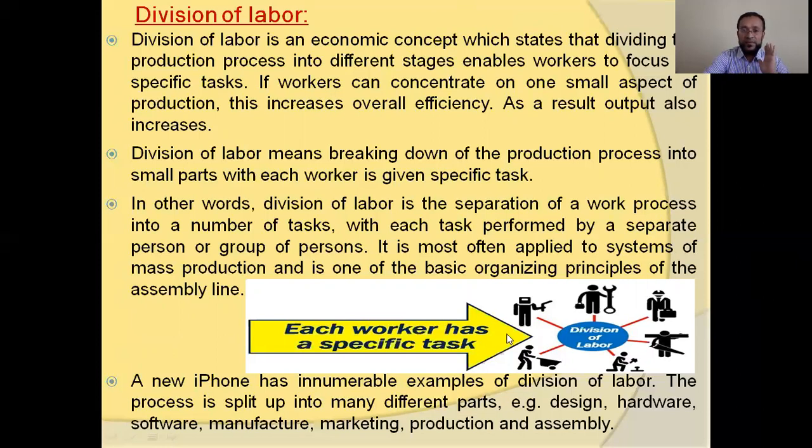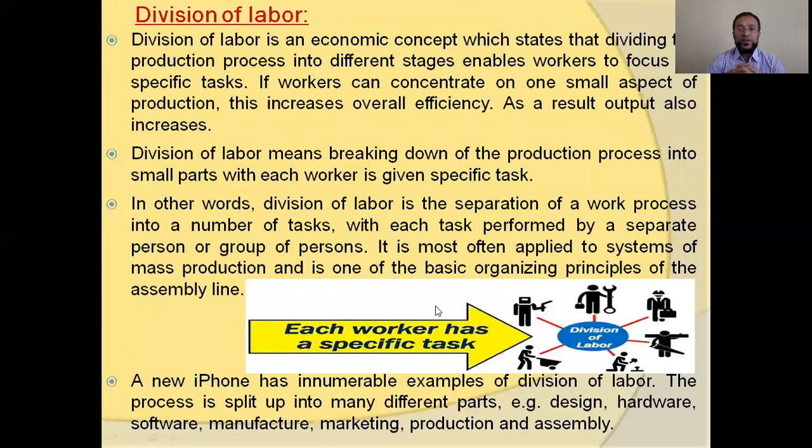Look at this diagram here. Say here there are 6 workers, right? Each worker is doing different work, right? So this is called the division of labor. This worker will only do this work, this worker will do only this work, okay? So this is called the division of labor. That means the whole working process is divided into 6 parts here, right? So it is called division of labor. So this division of labor increases the skills of the workers because they are doing the work repeatedly.